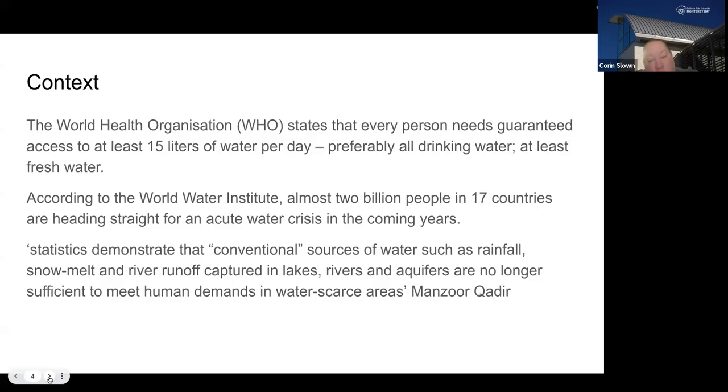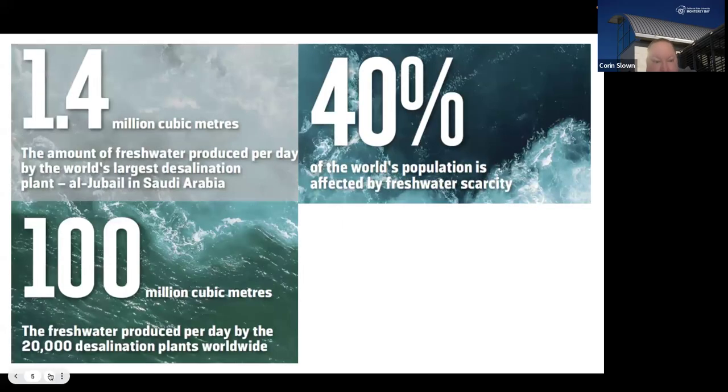So, conventional sources of water, rainfall, snowmelt, river runoff that we see in lakes, rivers, or aquifers aren't enough to be able to meet the human demands for water, particularly in areas that are water scarce. So, I thought these statistics were really interesting. 1.4 million cubic meters is the amount of fresh water that's produced per day by the world's largest desalination plant that's in Saudi Arabia.